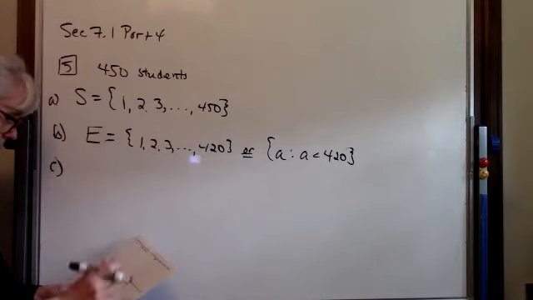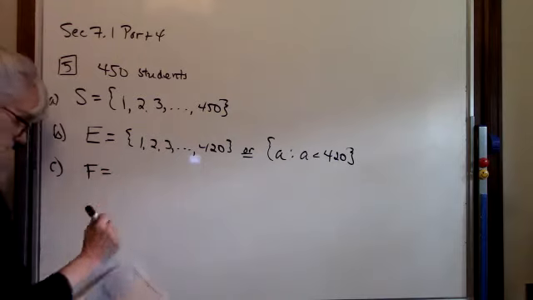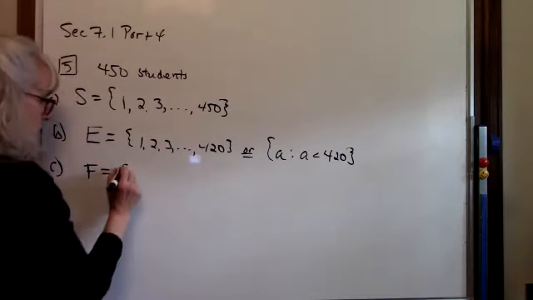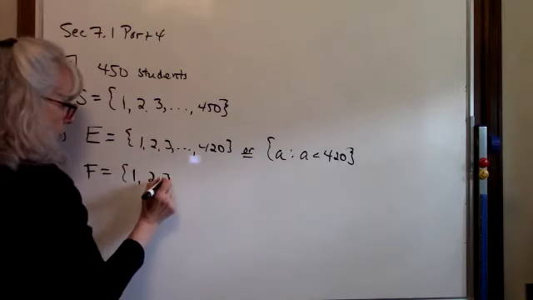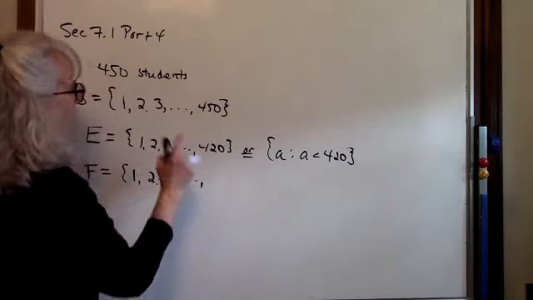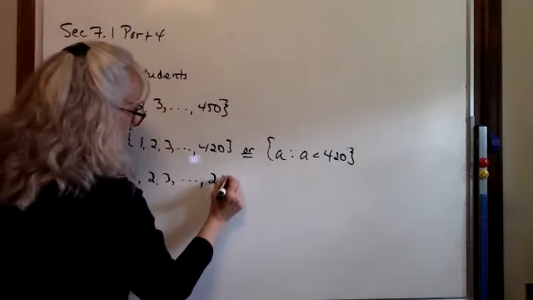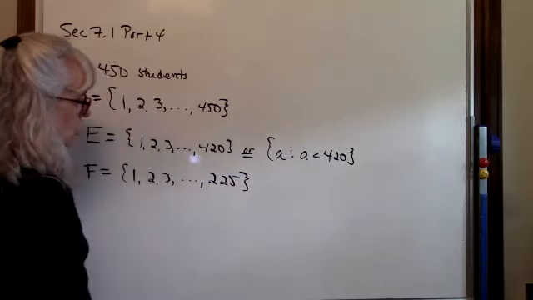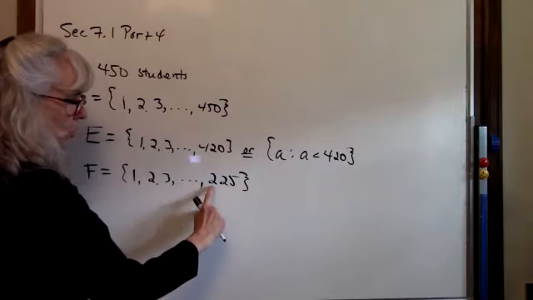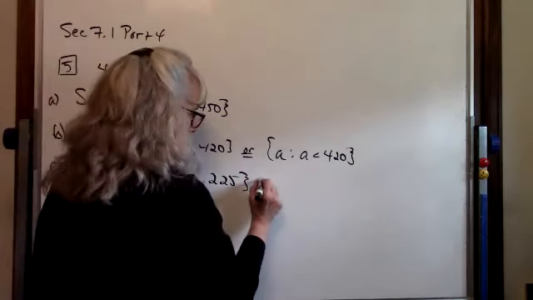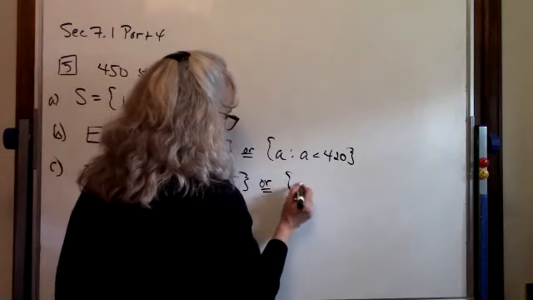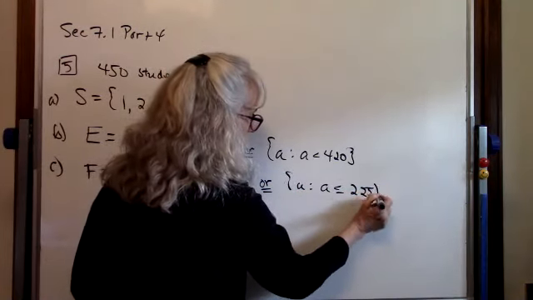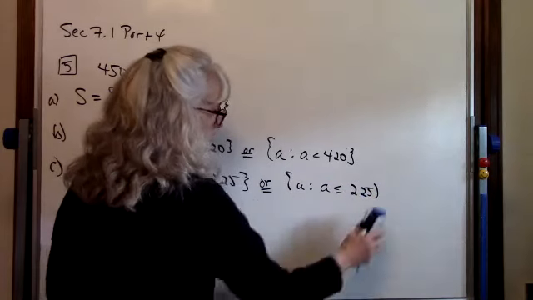Part C says, let's describe the event F that no more than half the students attended. Well, that would be 1, 2, 3, ... Half of 450 is 225. So no more, hang on, I need to be really careful. No more than half, which would be no more than 225. Or, again, you could list that as A such that A is less than or equal to 225, because this one includes the half.